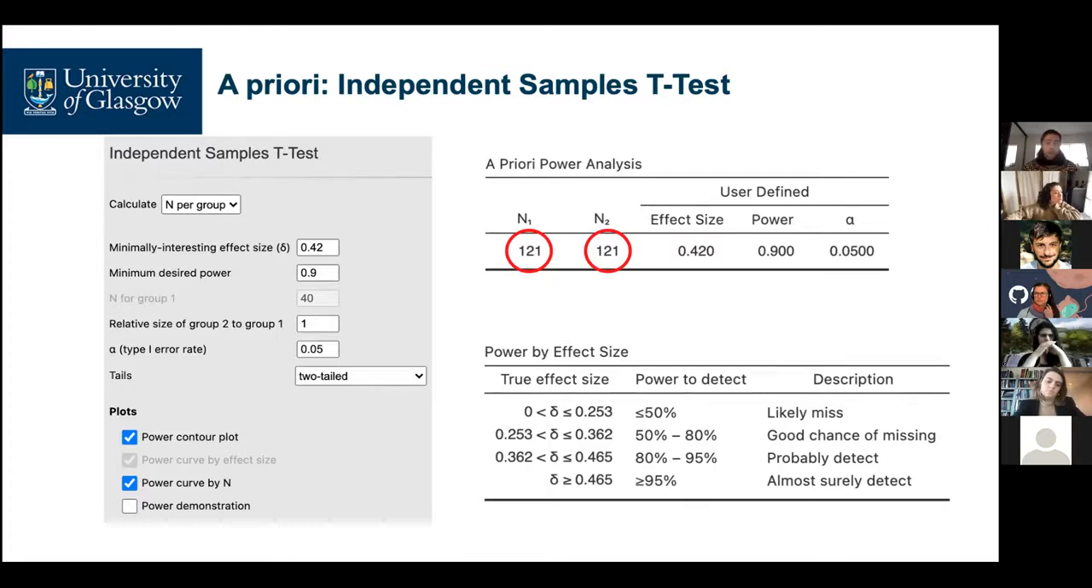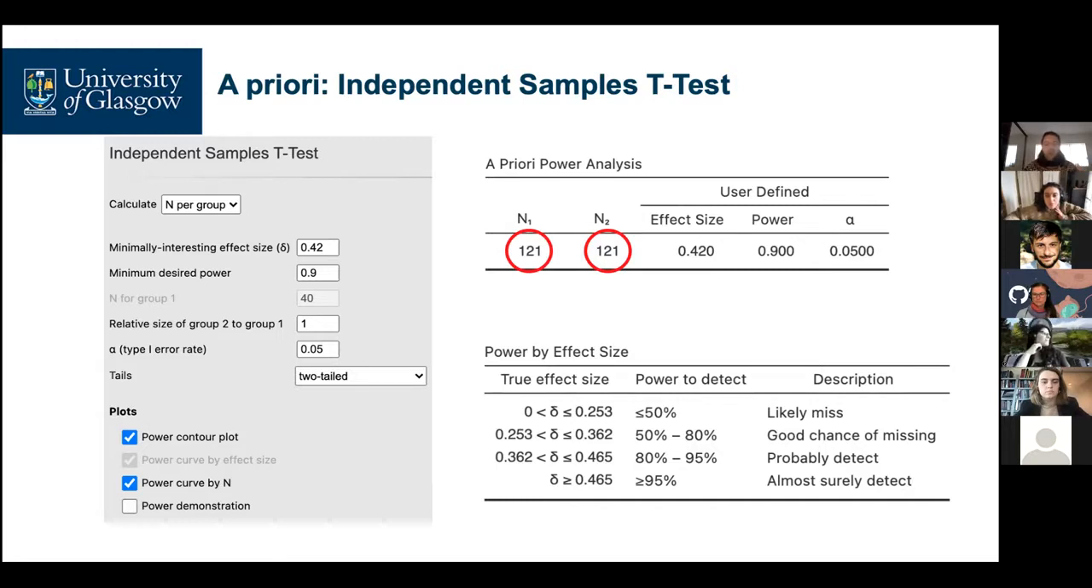N for group 1 is grayed out because we want to know the sample size, so we're working out the N per group. This will be blanked out because we're not entering it. You can change the relative size of group 2 to group 1. Setting it at 1 means your two groups will be exactly the same size. Changing it to below 1 will mean group 1 will be bigger, or the other way around. I can never work out relative ratios. Other way around. Thanks, Sarah.